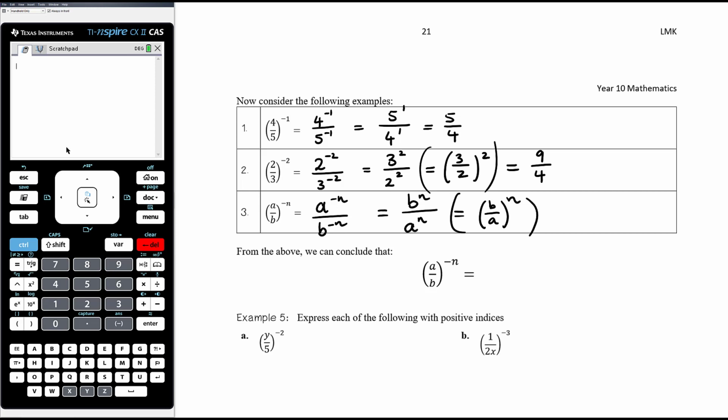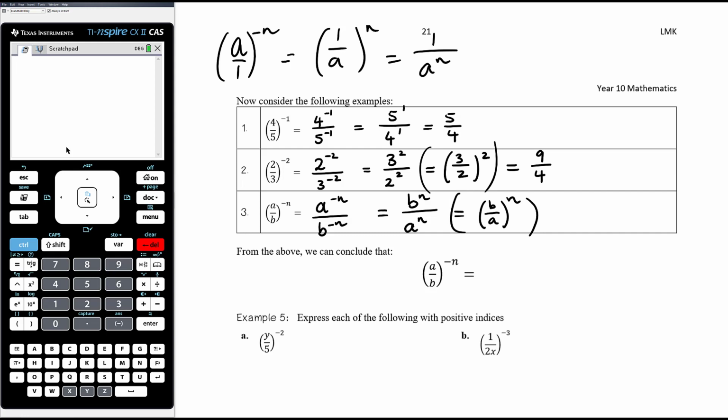So it's actually the same. If we have a to the power of negative n, we can think about that as being a over 1 to the power of negative n. And so it's telling us to take the reciprocal of the base and make the power positive. So we get 1 to the n, which is just 1 over a to the n.